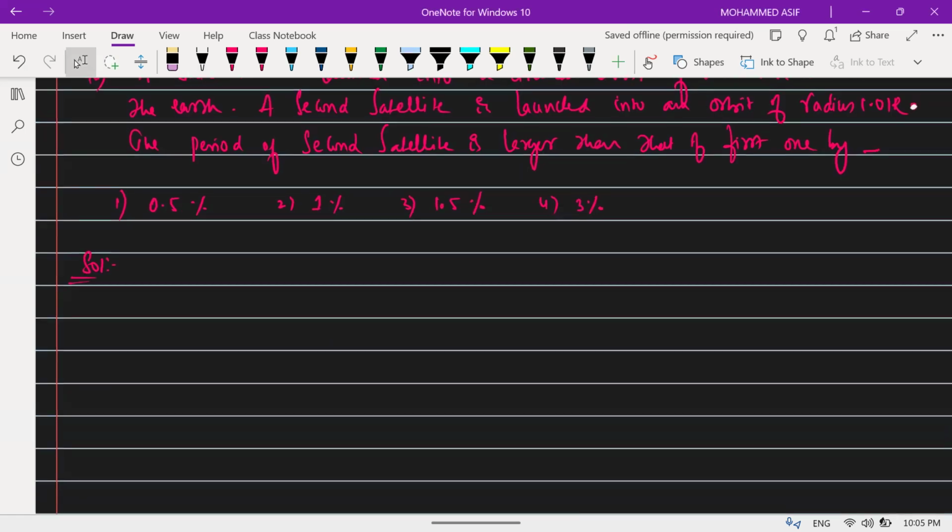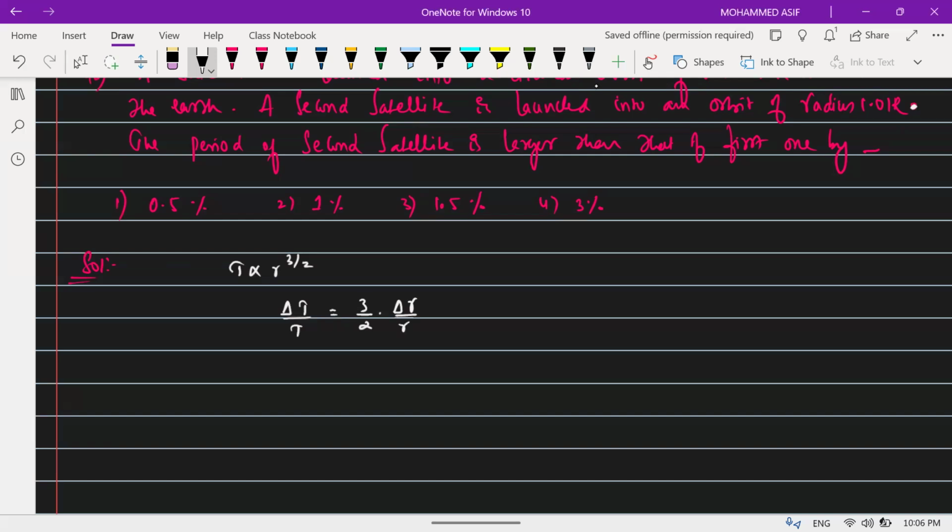Time period of a satellite का थर्ड फॉर्मूला क्या बेटा? T is directly proportional to your r power of 3/2. कौन सा ऑप्शन आ रहा? थर्ड ऑप्शन. थर्ड ऑप्शन आया. वेरी गुड. 1.5. व्हाट इज द फॉर्मूला बेटा? Delta t divided by t is equal to 3/2 times of your delta r divided by r.